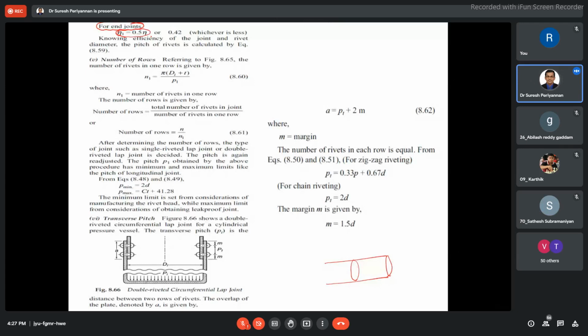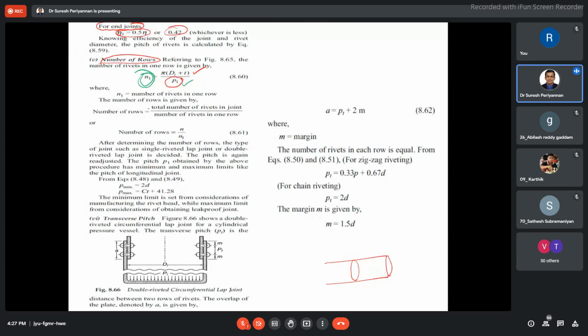Sorry, the number of rivets in one row. First, we find the number of rivets in one row if we know the circumference of the boiler: pi into (Di plus t) divided by P1. P1 is nothing but the circumferential pitch. Then we come to know how many rivets are required in one row.